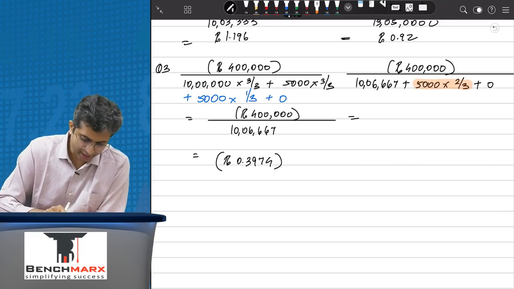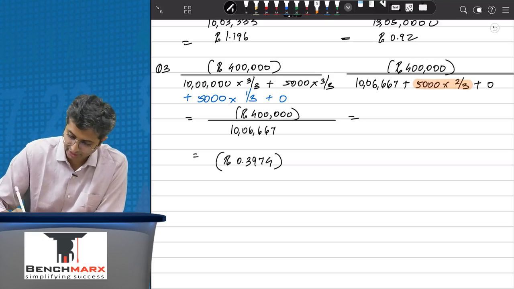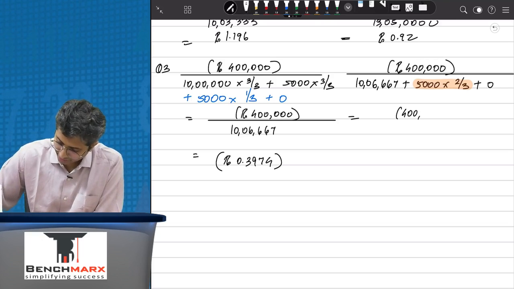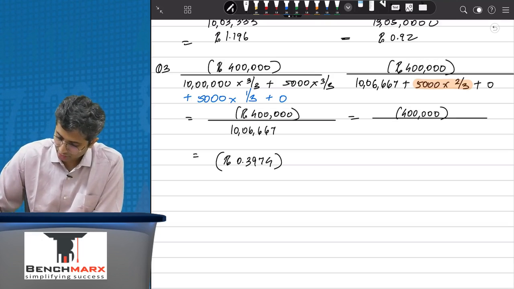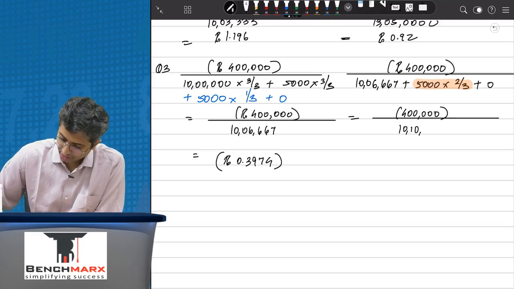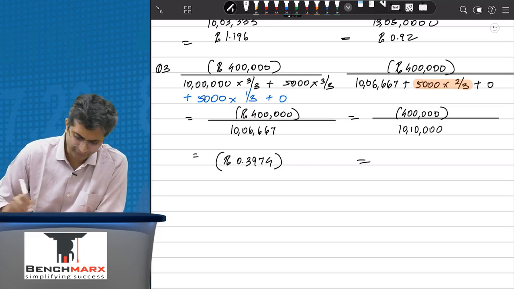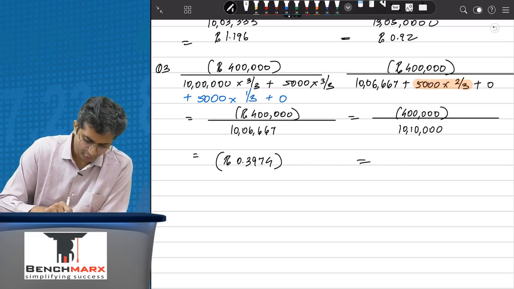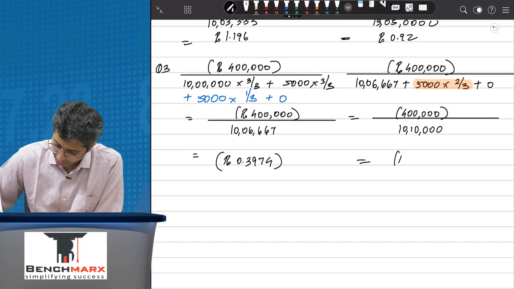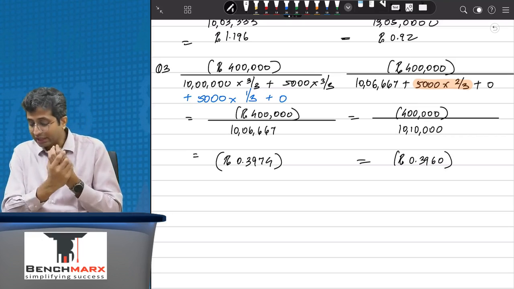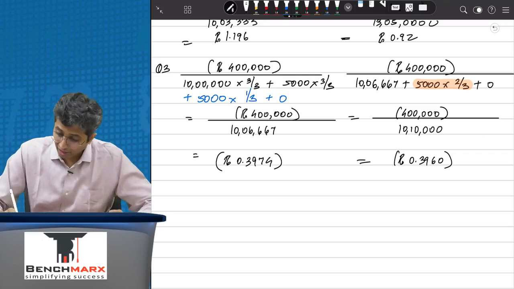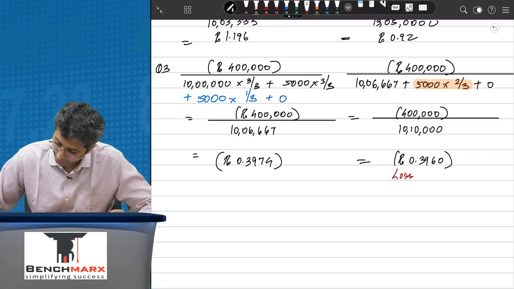So this is 4 lakhs negative, and this is probably 10 lakh 10,000. So this is 4 lakhs negative upon, let us say, 10 lakh 10,000, and as a result, if we find a number, this is 4 lakhs divided by 10 lakh 10,000, and hence this is a negative rupees 0.3960. Why are we taking more decimals? Just so that I can elaborate, and I showed to you that apparently your loss per share reduces.